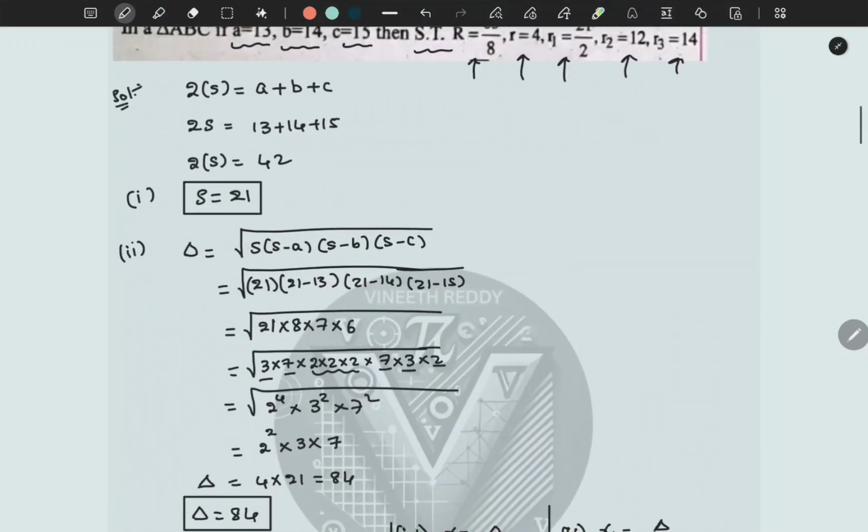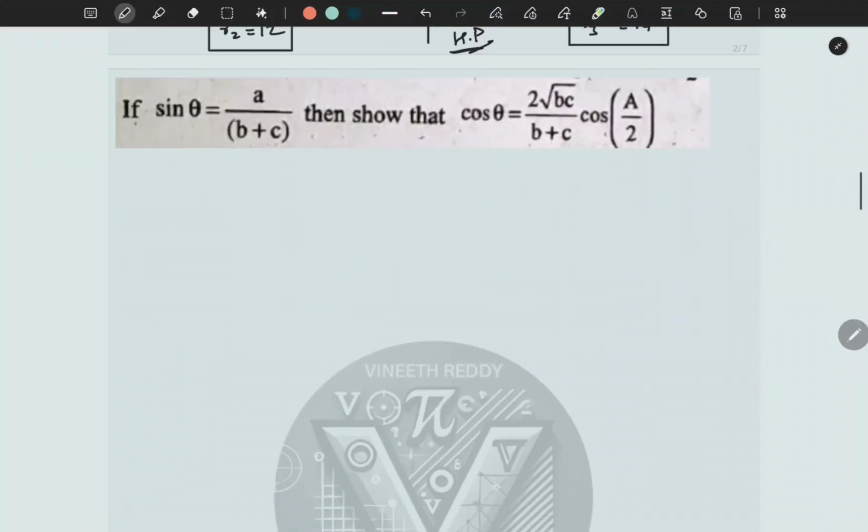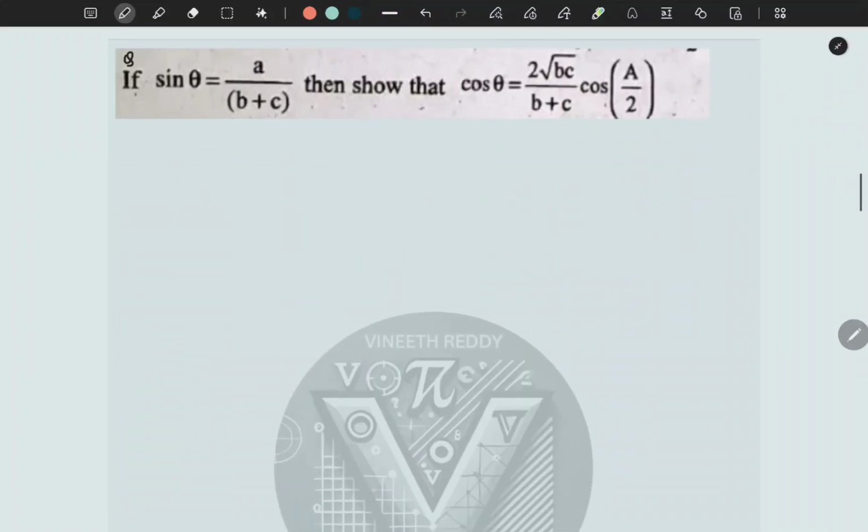So this is a very important question, please do practice it once again. Now let us go to the next question. The next question says sin theta is equal to a by b plus c, then show that cos theta is equal to this. So dear students, this is also another important model.